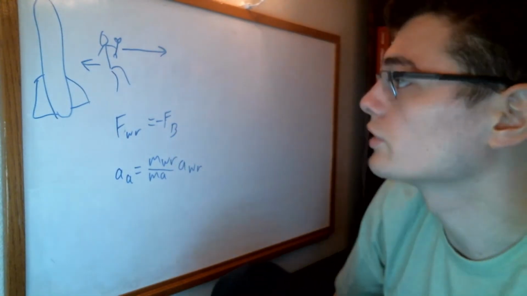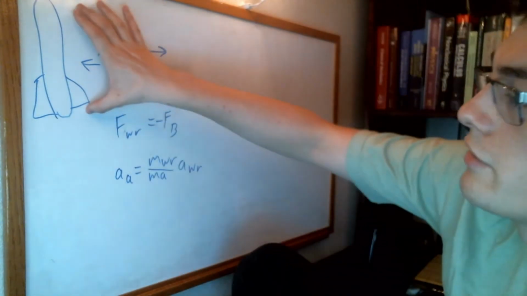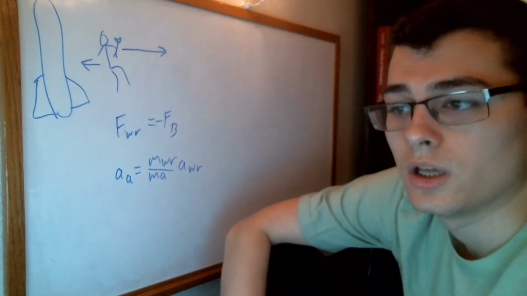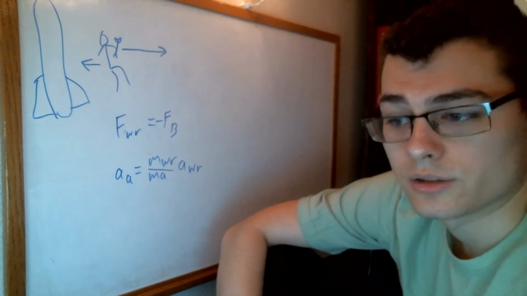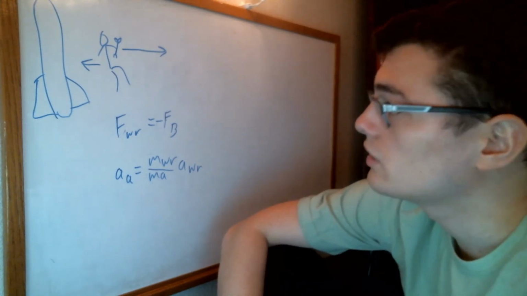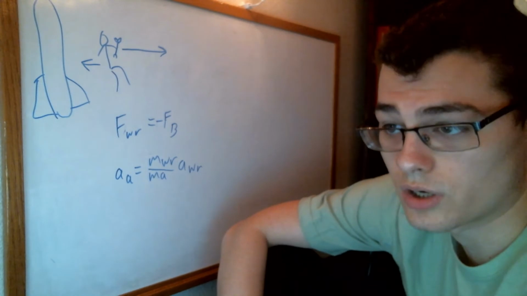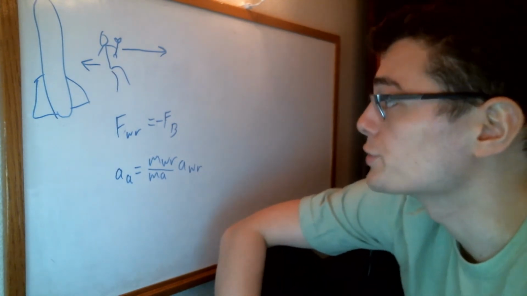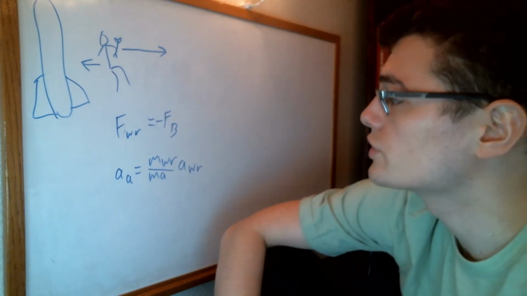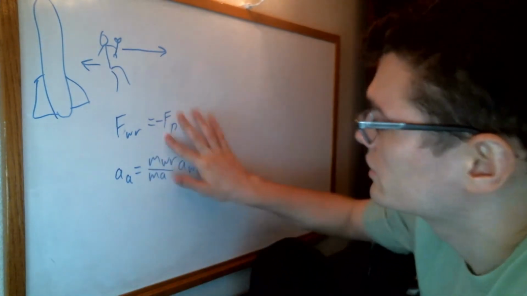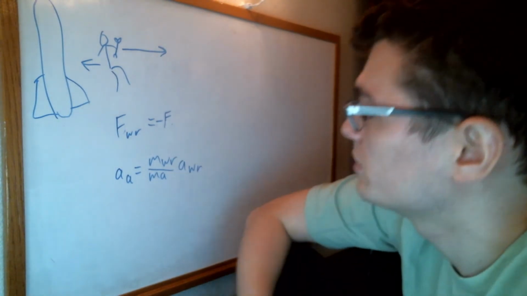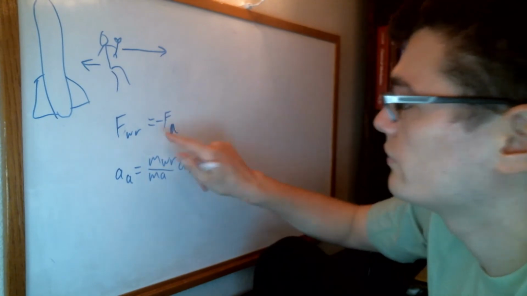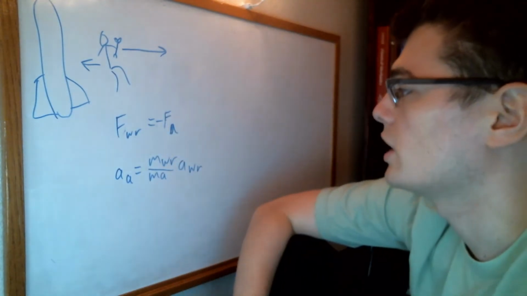Okay, so we're exploring this problem where we have a spaceship, right? And we have an astronaut floating outside his spaceship. He wants to get back to his spaceship, but he only has a wrench on him. He can't take off his spacesuit because he would perish in space. So using Newton's third law, we can say that the force the astronaut applies to the wrench is going to be the negative of the force that is applied to the astronaut.